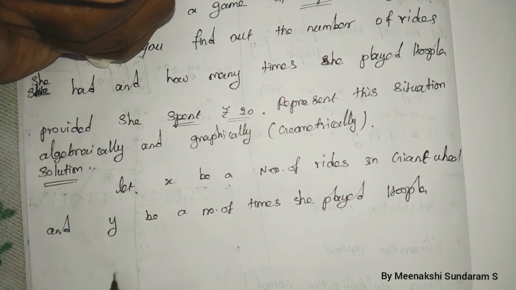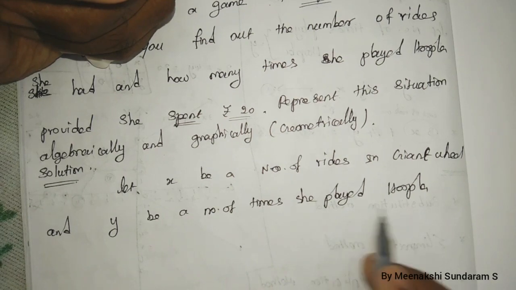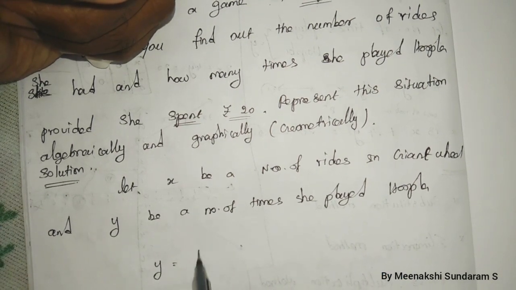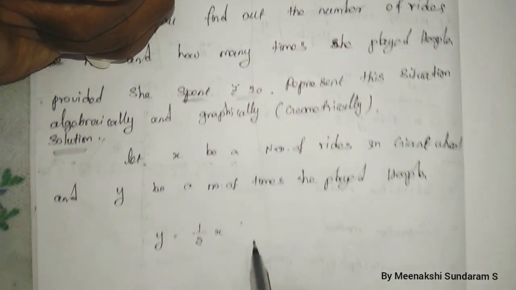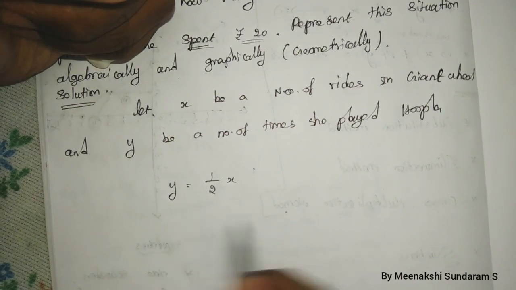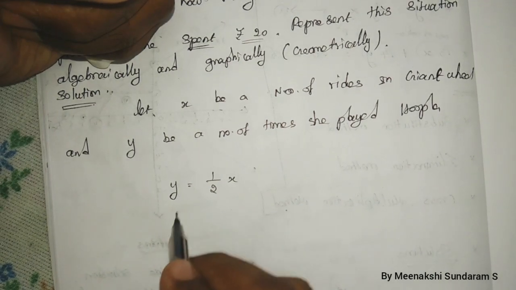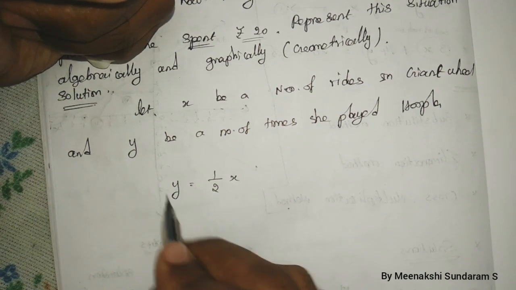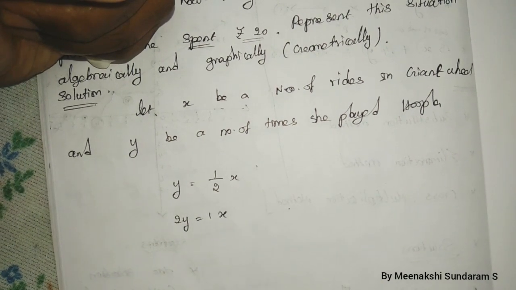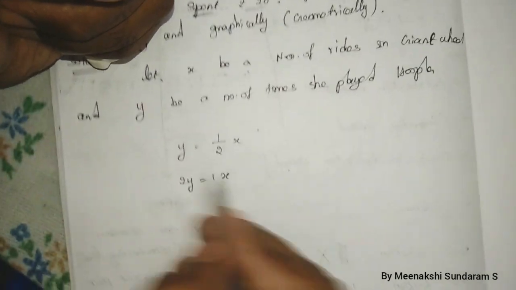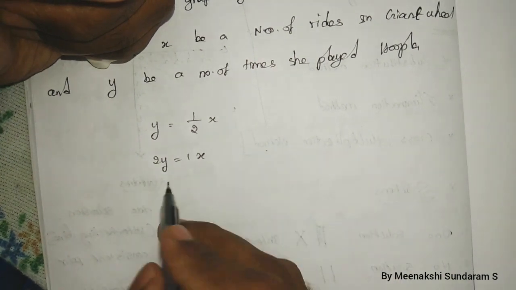Next, what's the condition they gave? The number of times he played hopla is equal to 1/2 of the rides on the giant wheel, which we consider as x. Clear? So next step, you can simplify it into the general form. You just multiply 2 to this side, so 2y is equal to 1x. Then you bring the x to the other side, because the variable should be on one side and the constant on the other.